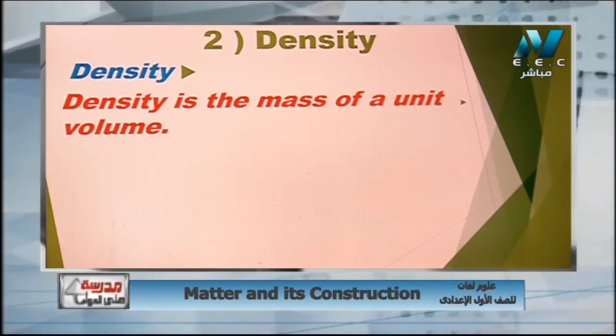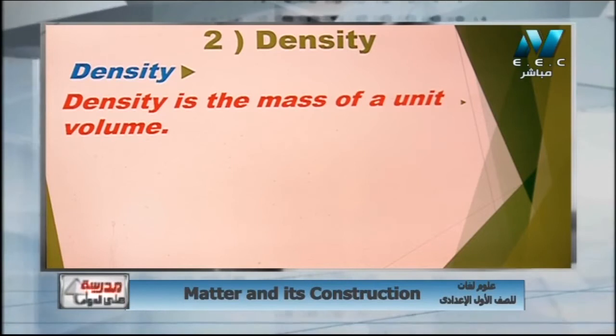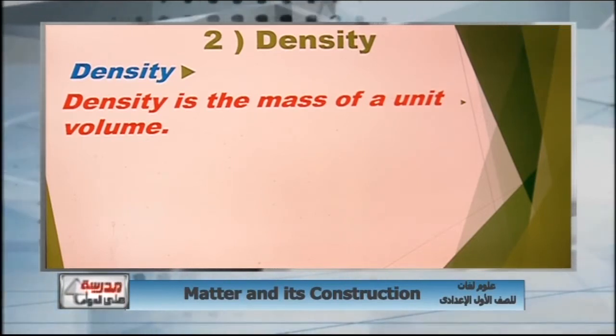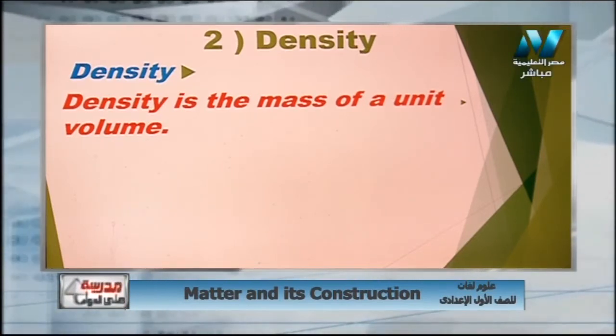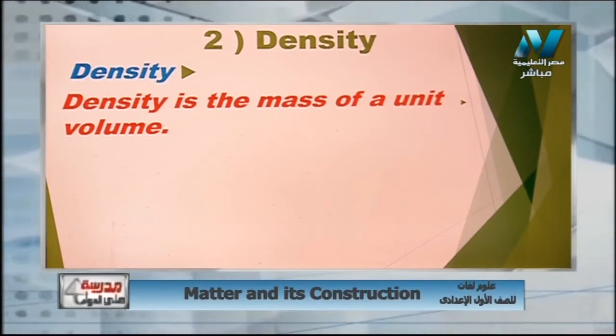That means I have to get 1 cubic centimeter of this matter and take its mass. This mass equals the density. What's meant by the density of iron is 7.8 gram per cubic centimeter. It means that each 1 cubic centimeter of iron, its mass is 7.8 gram. Okay, 2 cubic centimeter of iron, its mass is 15.6 gram.